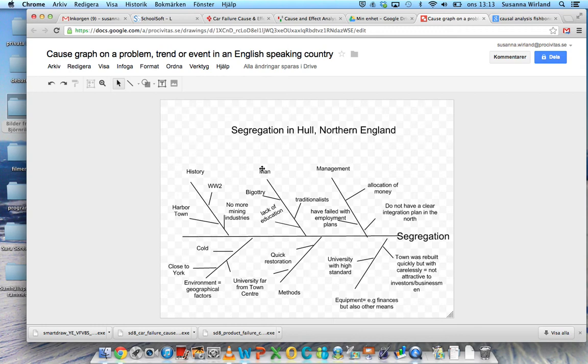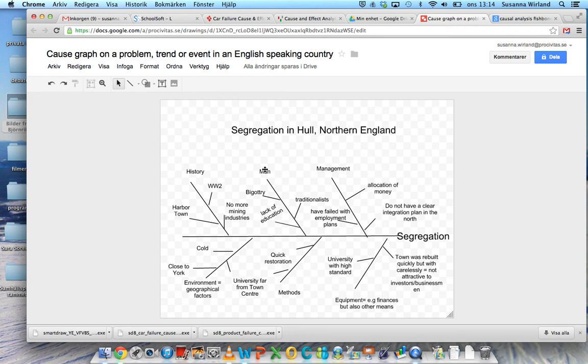So to repeat, the three main possible causes of segregation that I would look into are: number 1, historical factors; number 2, how the government of Britain has worked with the geographical and financial factors; and number 3, how the social factors concerning men, people, have influenced segregation. Thank you. Now hopefully you can see how to use this fishbone diagram.